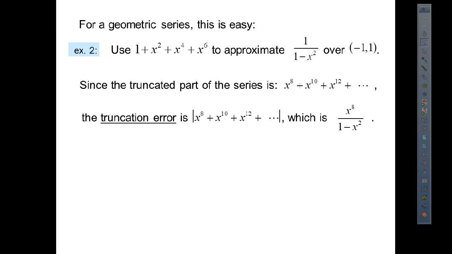So the truncation error is the absolute value of the remainder of that thing, which we can actually find by using our infinite sum notation. If you remember, our infinite sum for a geometric series says a sub 1 divided by 1 minus r is going to give us the sum of all those terms. So here our first term is x to the 8th, so there's our first term, and we're multiplying by x squared each time. So that's where we get 1 minus x squared.